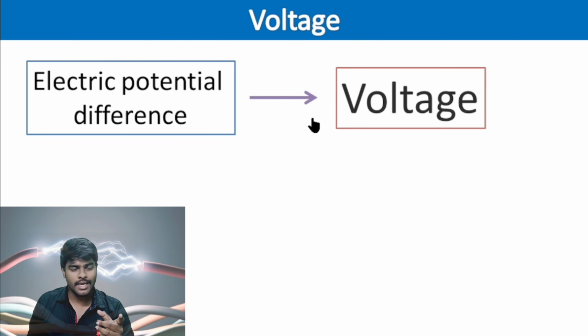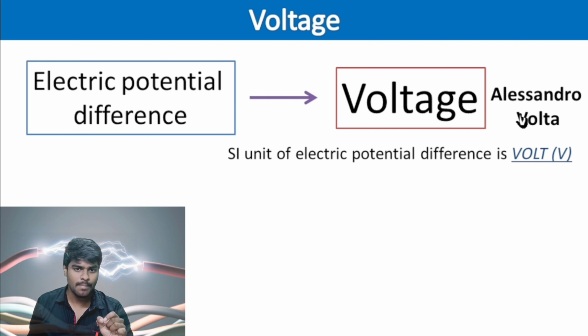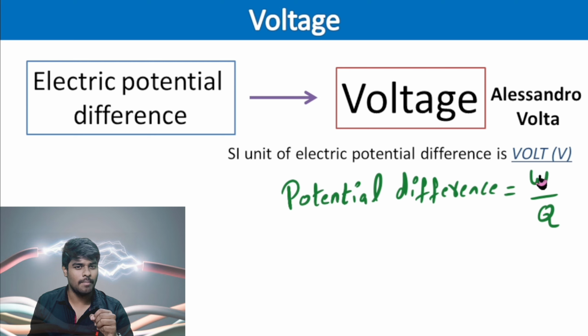Electric potential difference is also called voltage. The SI unit of electric potential difference is volt, V-O-L-T. It is named after the famous scientist Alessandro Volta. So what is the formula for voltage, the electric potential difference? The formula is W by Q.